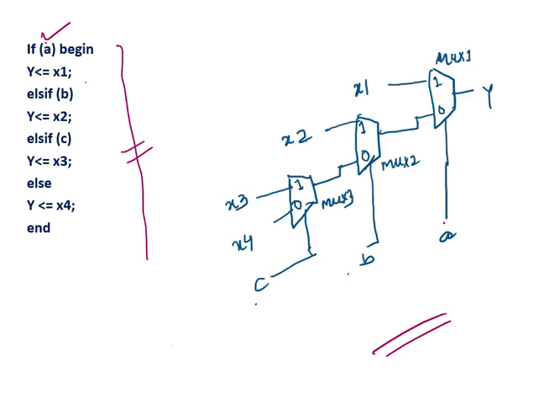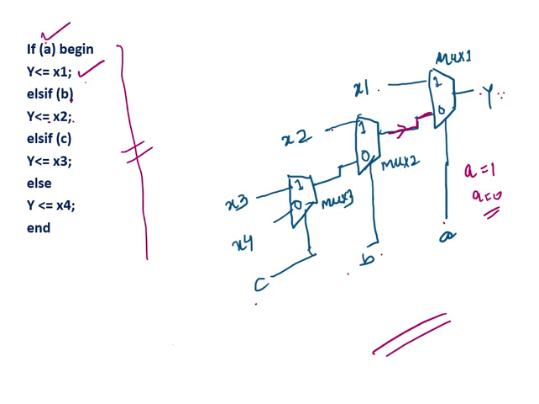So if a equal to 1, then this is 1, right? So y equal to x1. Else means a equal to 0. Now if a equal to 0, then this data will be propagated to y. So y will be x2, but at the same time b equal to 1.